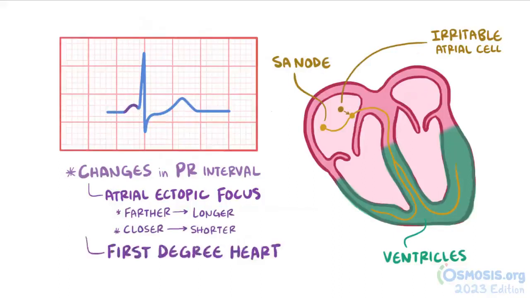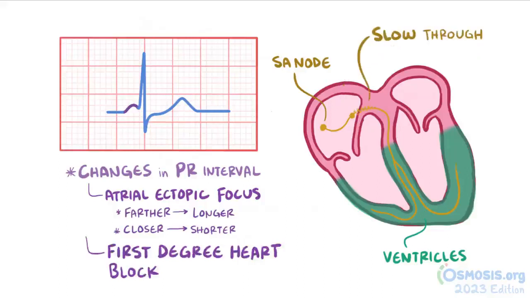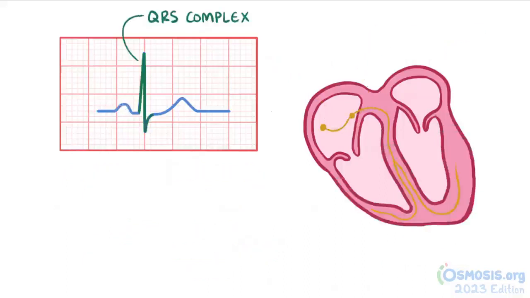Another example is first-degree heart block, where the electrical signal travels more slowly through the AV node than it normally does, and this causes the PR interval to lengthen beyond 0.2 seconds. Now, the QRS complex represents depolarization of the ventricles, and it's normally less than 100 milliseconds, or 2.5 little boxes.